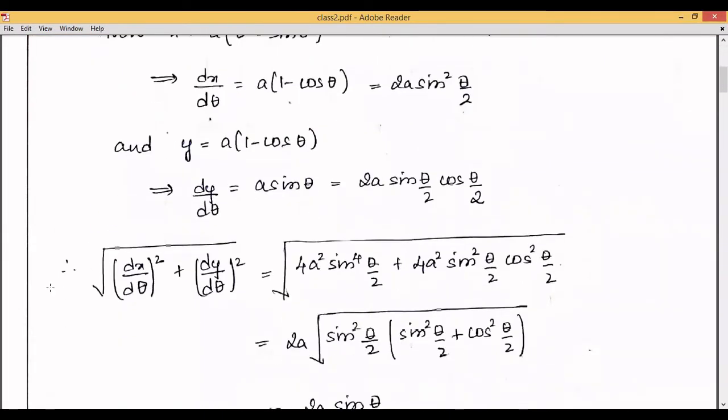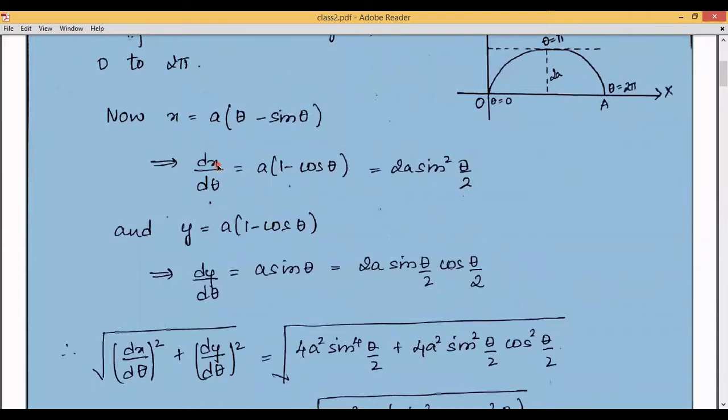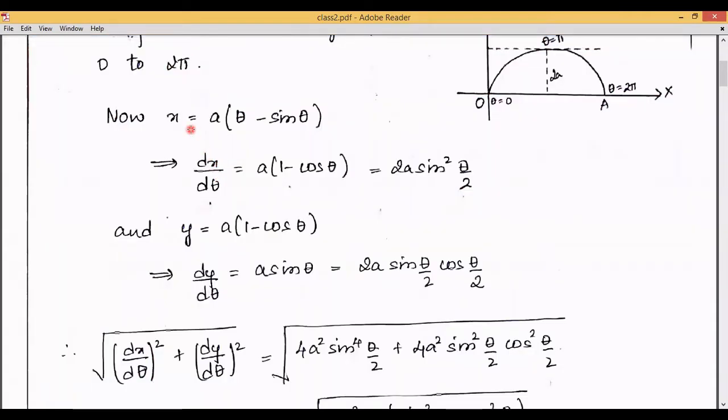For that formula, you need dx by d theta and dy by d theta. Here I have found out dx by d theta. See, x is a into theta minus sine theta. When you differentiate that with respect to theta, you have a into 1 minus cos theta, and that is equal to 2a sine square theta by 2. So 1 minus cos theta is 2 sine square theta by 2.